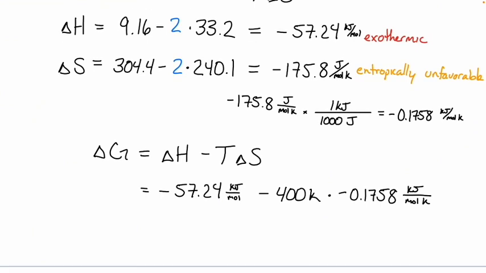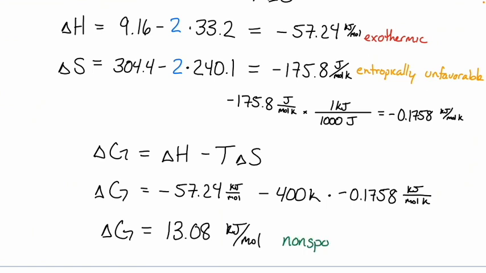All right, bottom line here, I do my delta G calculations. Now I get positive 13.08 kilojoules per mole. So is this reaction spontaneous at this higher temperature? No, this would be non-spontaneous. Okay? And that's because it is entropically unfavorable even though it's exothermic.